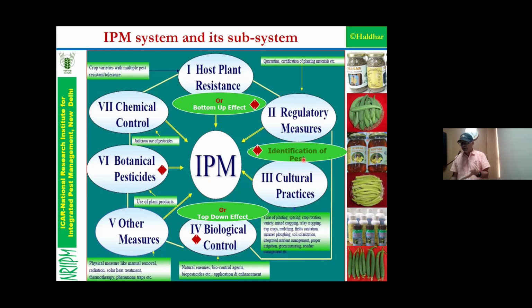The others are regulatory measures, cultural measures, and biological control, and for botanical pesticides we have also taken one patent. Then the last component is chemical control. But in India, 90% of farmers use chemical control as the first component. So we require this type of system.